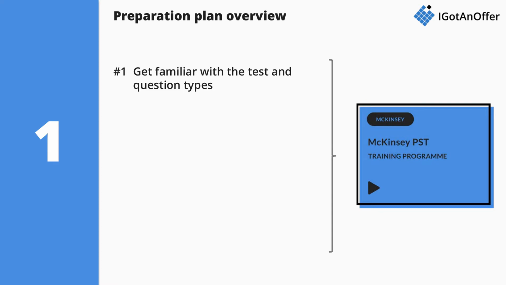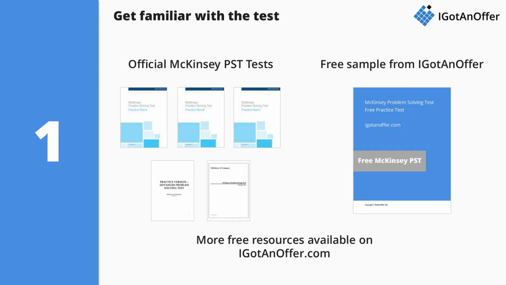The first step you should take in your preparation is to get familiar with the test and question types if you've not already done so. The best way to do this is to download the official McKinsey PST sample tests and the free McKinsey PST sample that we have put together. Most people believe there are 3 official McKinsey PST tests available out there, but in actuality there are 5. To have access to these resources, you should check out our McKinsey problem-solving page on IGotAnOffer.com.